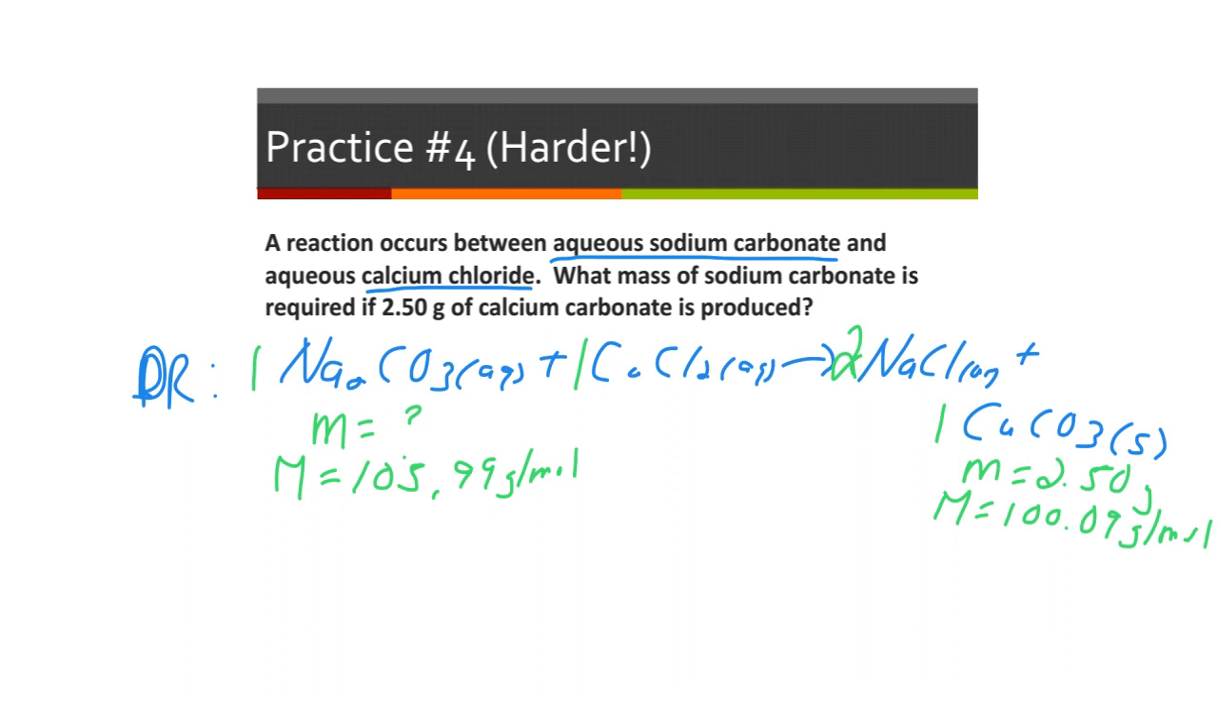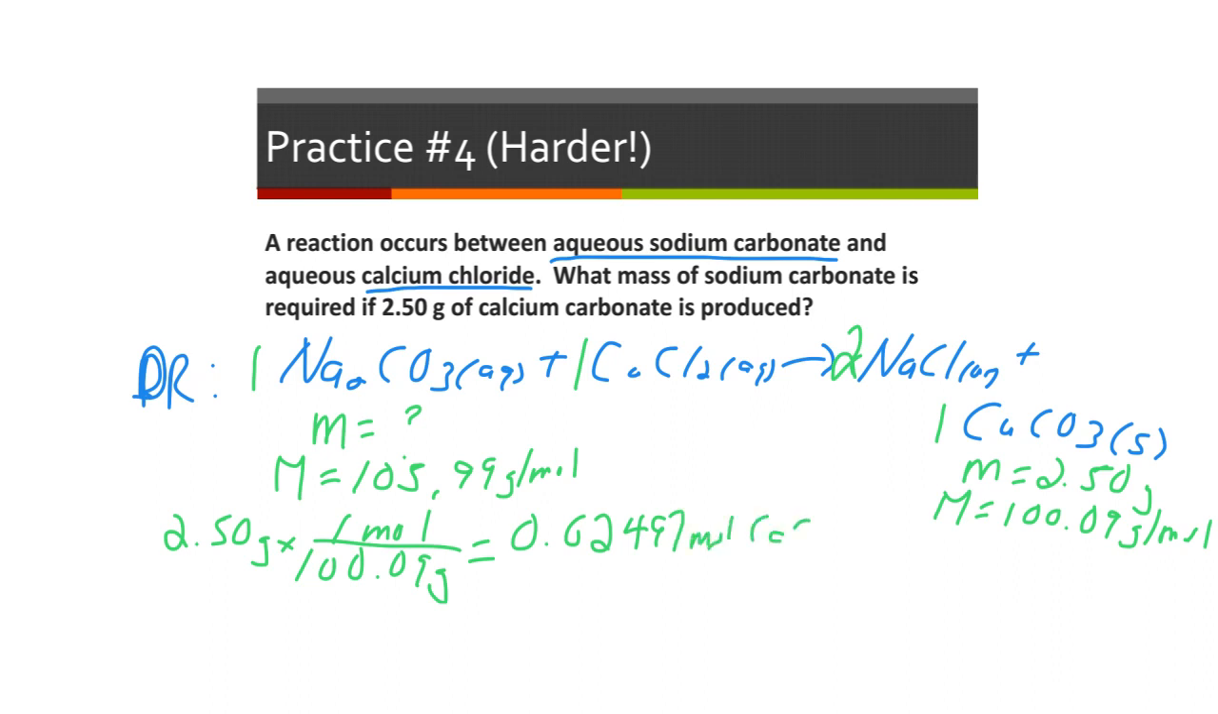Step one is to convert the mass of calcium carbonate into moles of calcium carbonate. So we have 2.50 grams, divided by the molar mass of calcium carbonate, 100.09 grams. That is going to be 0.02497 moles of calcium carbonate. So that was step one.